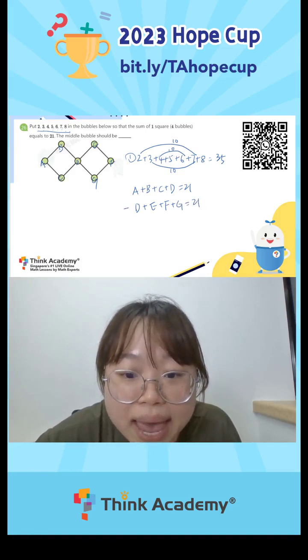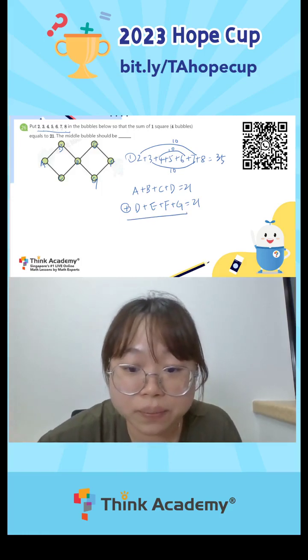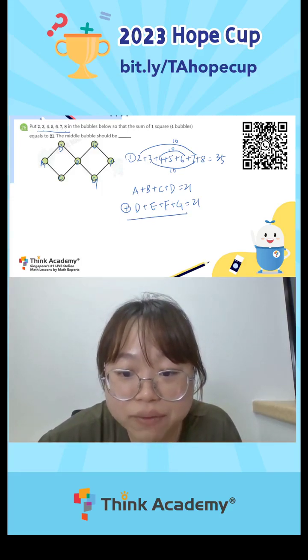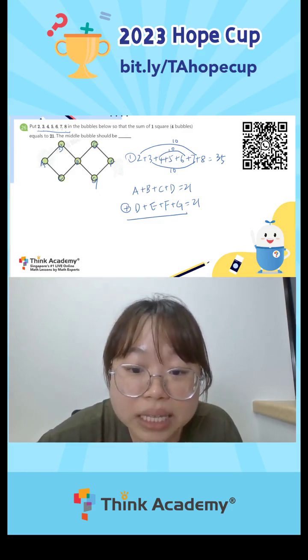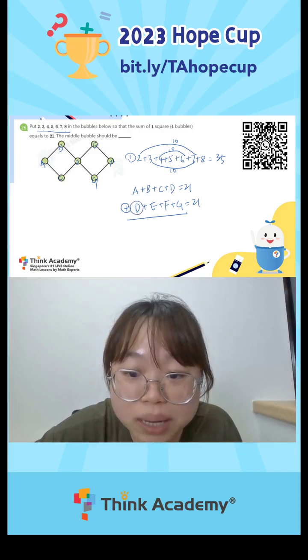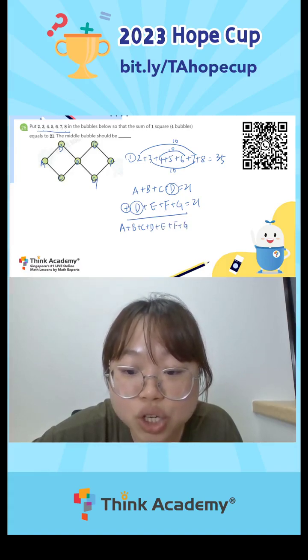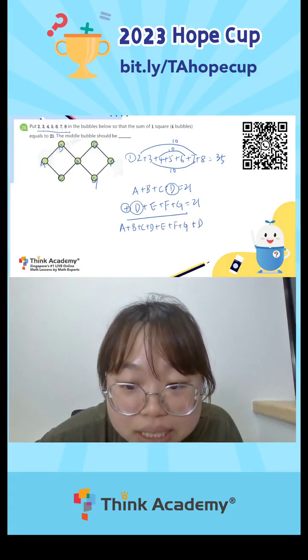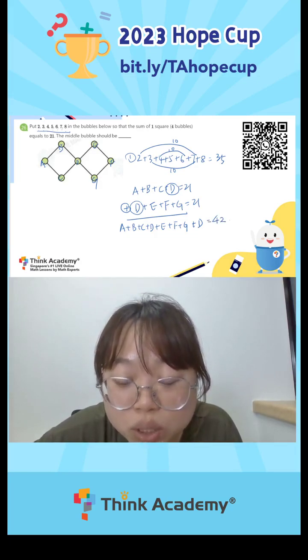Now, when you add them together, what did you find? A, B, C, D, E, F, G, all of them are used one time except one alphabet. What is it? D has been calculated 2 times, right? So A plus B plus C plus D plus E plus F plus G, and then you have one additional D, equals 21 plus 21 equals 42.